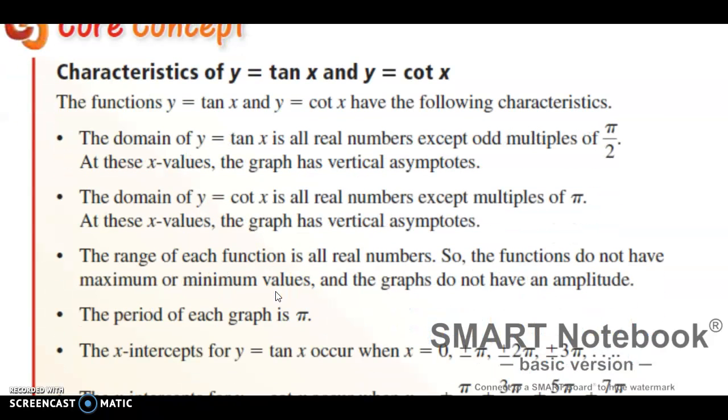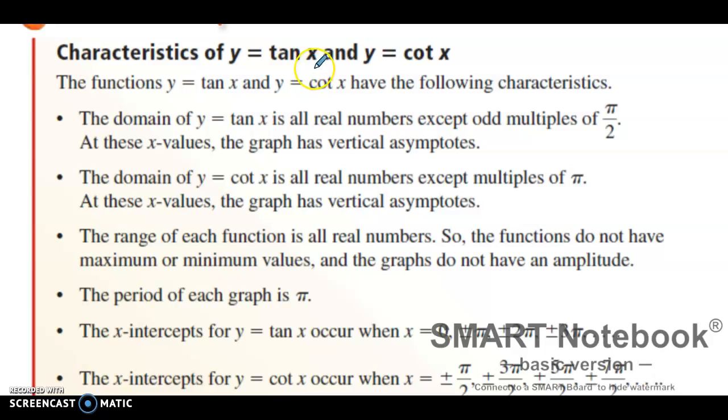So, just some core characteristics of tangent, and then we'll look at cotangent too. The domain is all real numbers except odd multiples of pi over 2. That's where the vertical asymptotes are. The domain of cotangent of x is all real numbers except multiples of pi. We'll look at the graph of the cotangent in just a second. The period of each graph is pi.